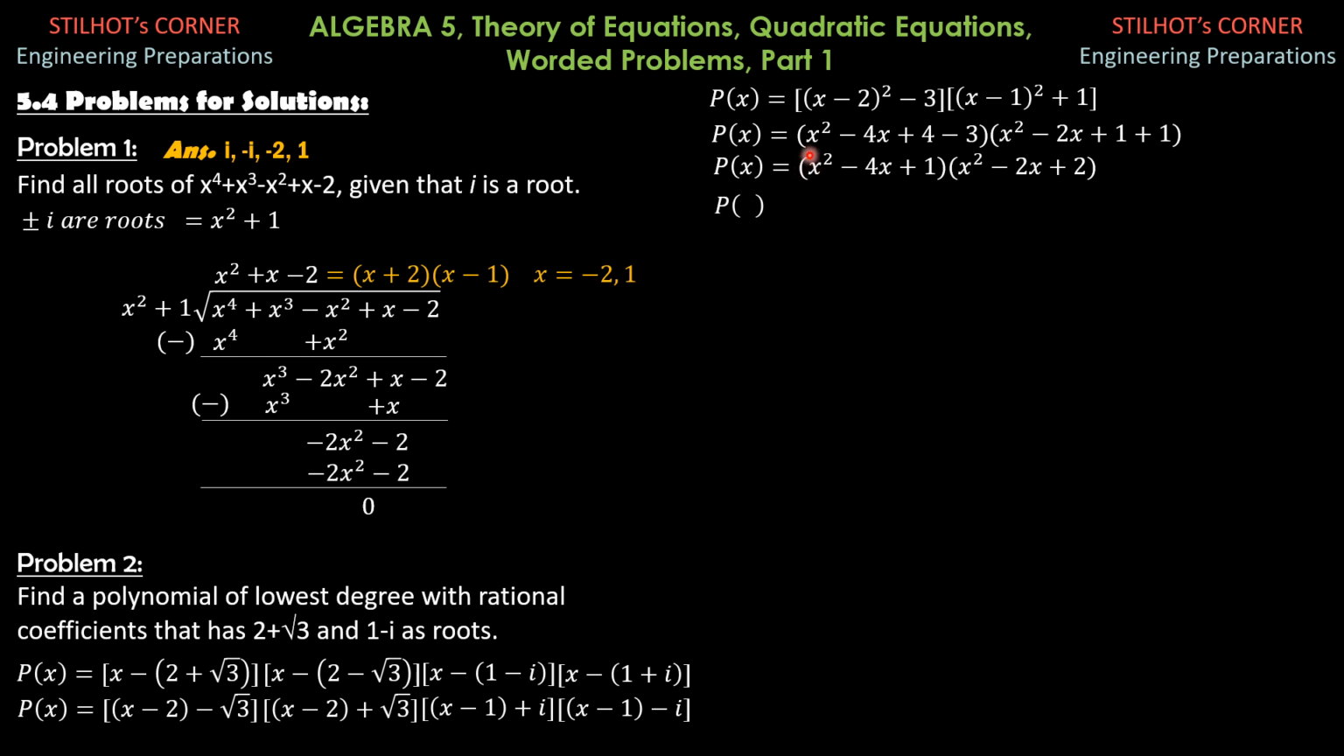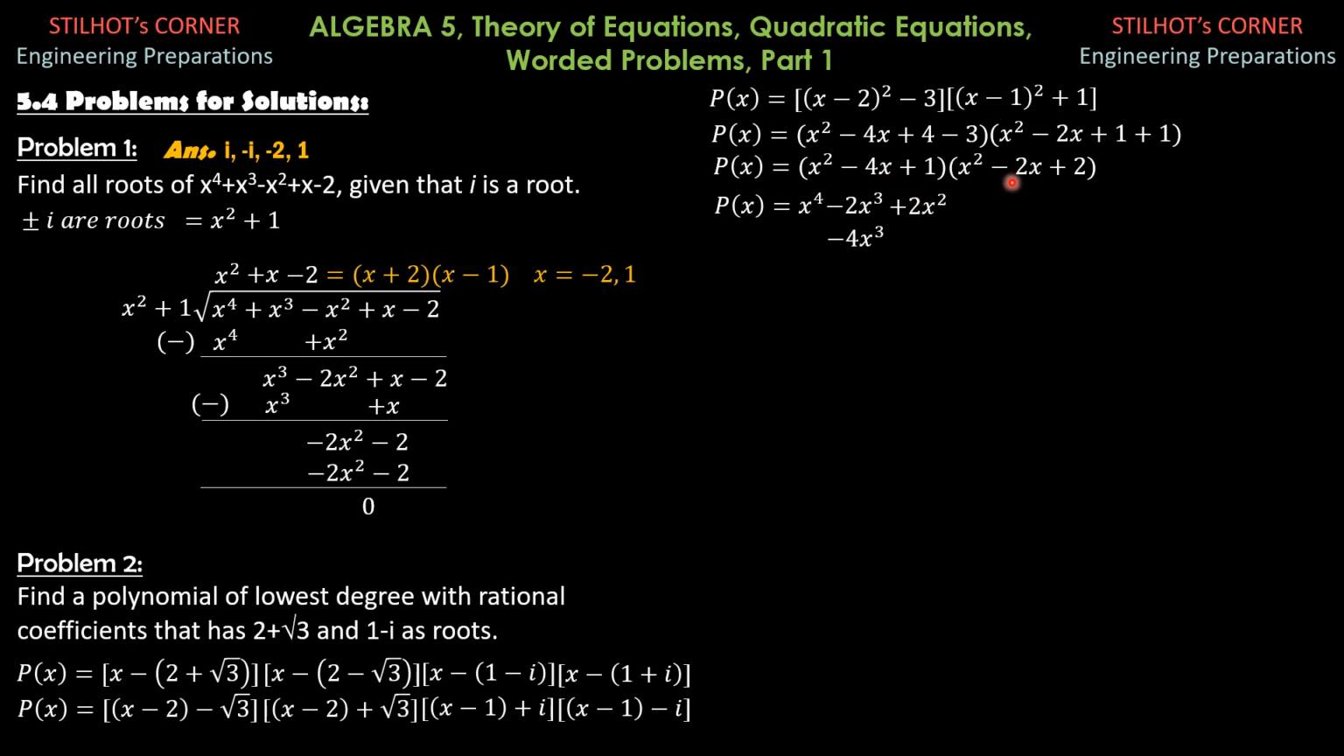Then let's expand. x to the fourth, x squared times x squared. Then we have negative 2x cubed. Then we have positive 2x squared. Then negative 4x to be distributed to each term here. Negative 4x times x squared, negative 4x cubed. So put it under this like term.